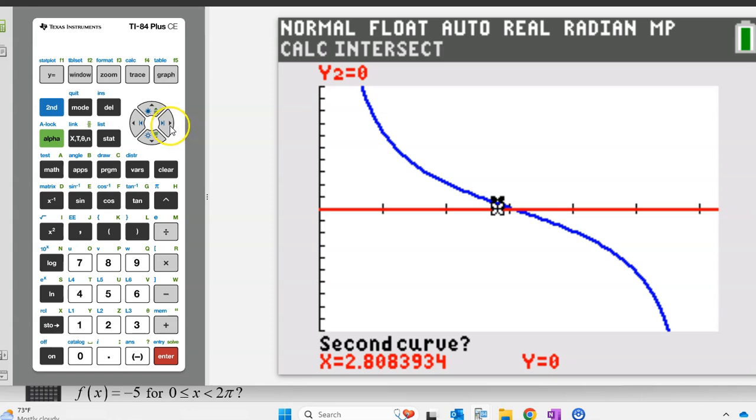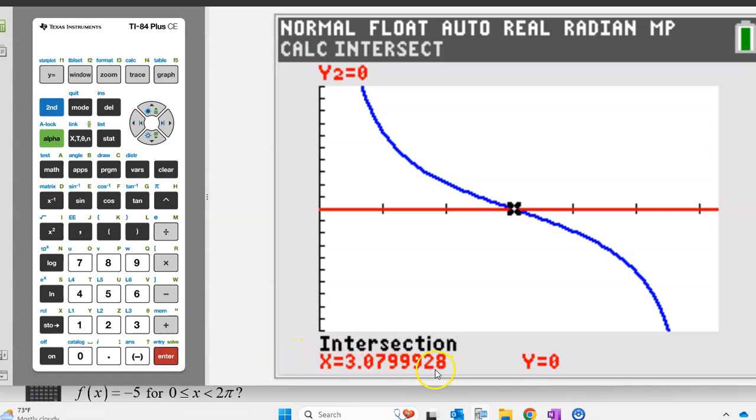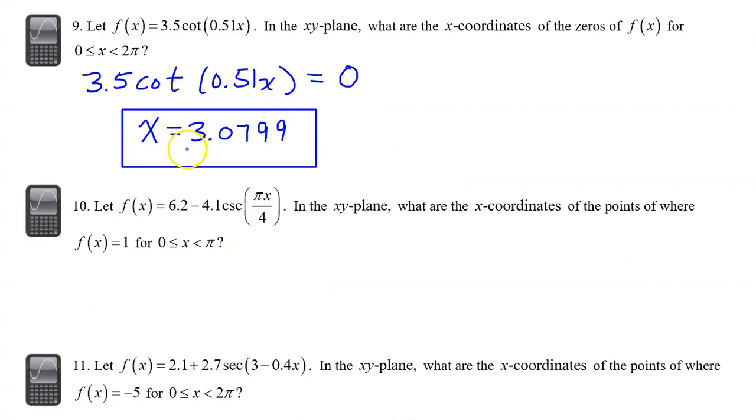Now I'm going to move my pointer a little bit to the right of the intersection point and hit enter. Now I'm going to move back in between for the guess and hit enter. And this time I get an answer. Always use 4 decimal places and don't try to round.